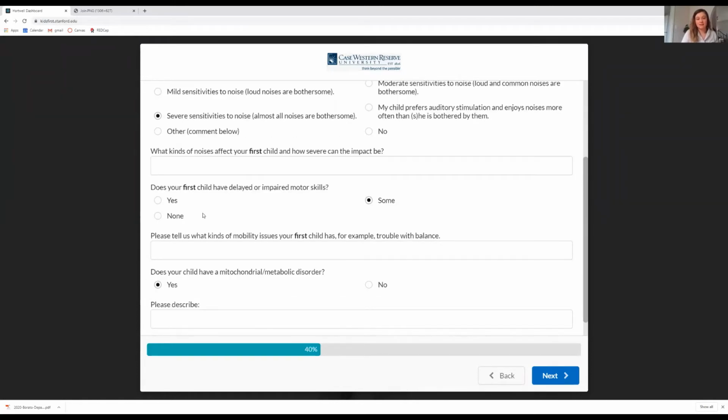Then, please indicate whether your child has impaired or delayed motor skills. If you answer yes or some, please tell us what kinds of mobility issues your child has. For example, trouble with balance.